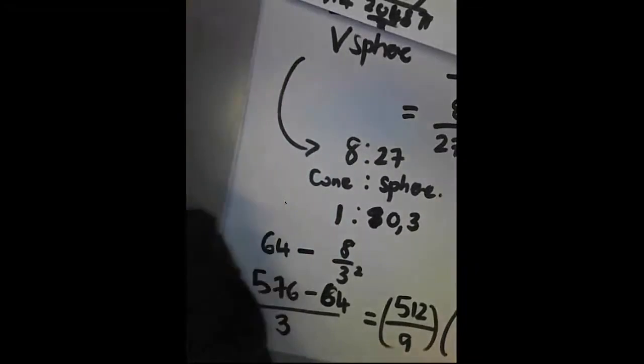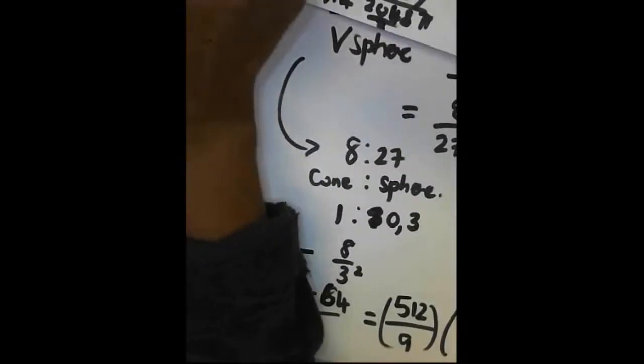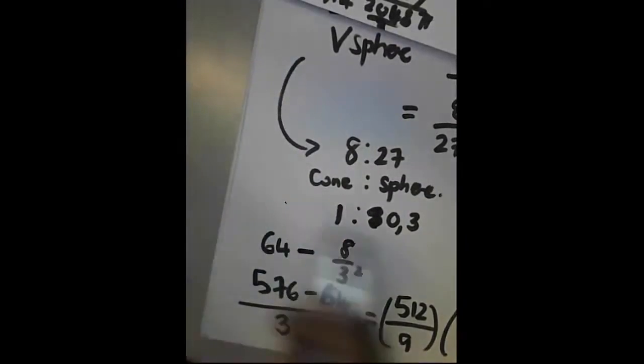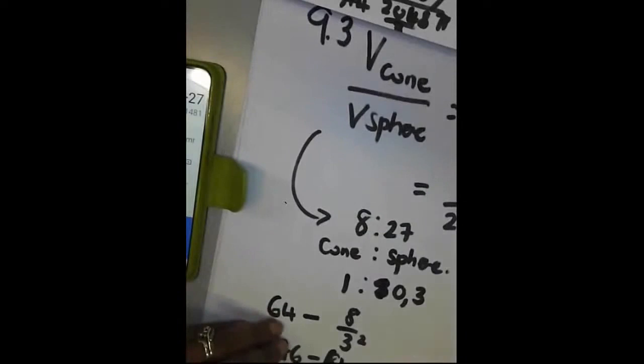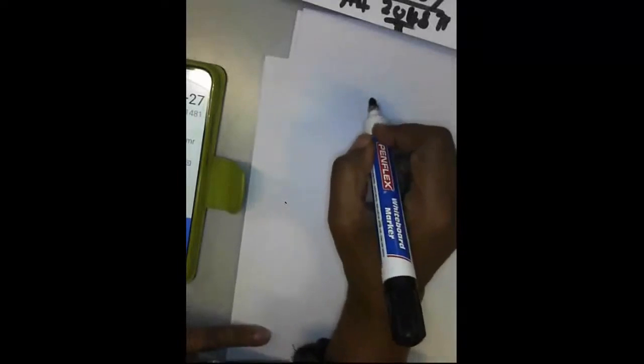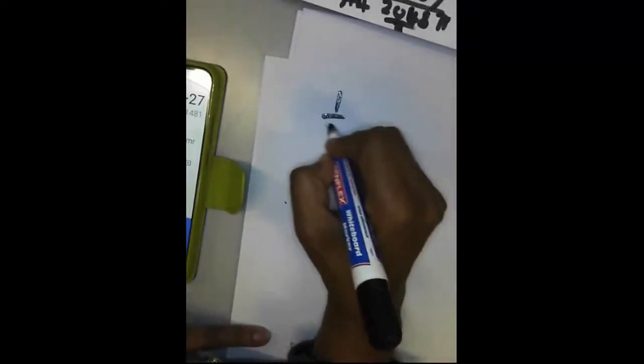Divided by 27,606. Oh, so for that child that said it's 512, yes, it is 512. I've just gone through it again. So it is 512. This is 1/3 pi.